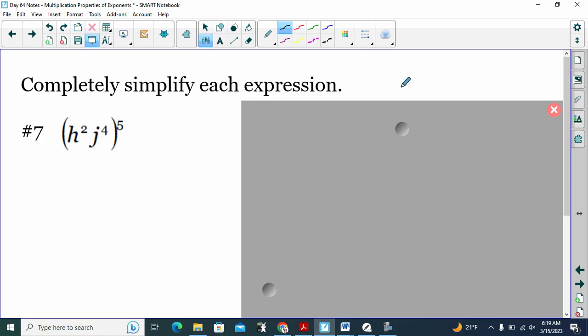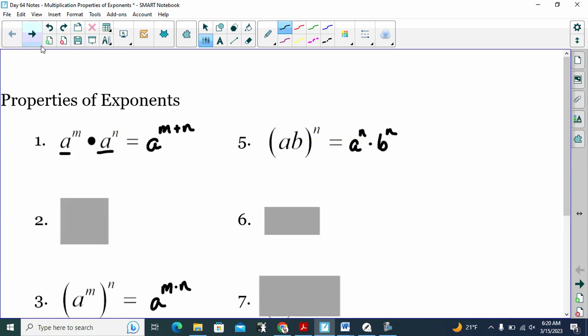Property number 7. Inside parentheses, I've got h squared, j to the 4th, all to the 5th. H squared, j to the 4th, all to the 5th power. Because my bases are not the same inside the parentheses, I cannot add these like I did on the previous one. This is the one where I have two things that do not have the same base. When that's the case, I distribute this exponent. I raise each thing to this same exponent.